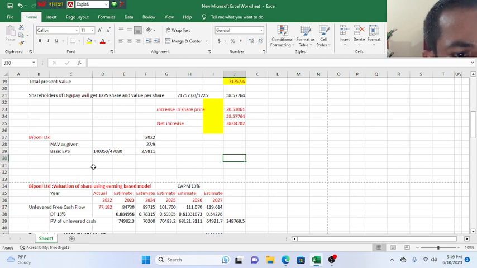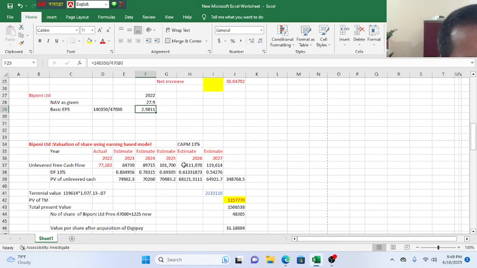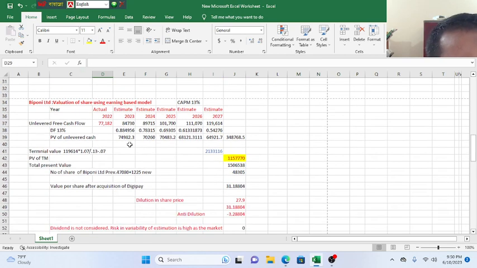Biponi Limited, NAV is original NAV given in the question, 27.9, and basic EPS is 2.98, that is given in the question. That is the question. 2.98 is given in the question, it is not to be calculated. So Biponi Limited, another valuation of share using earnings based model.